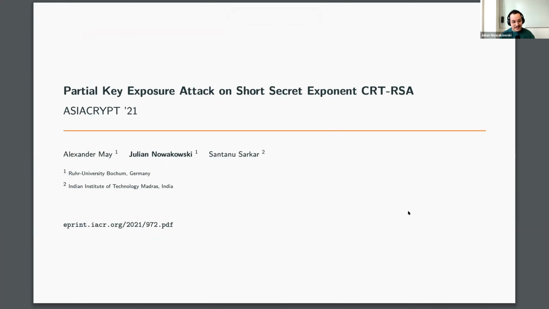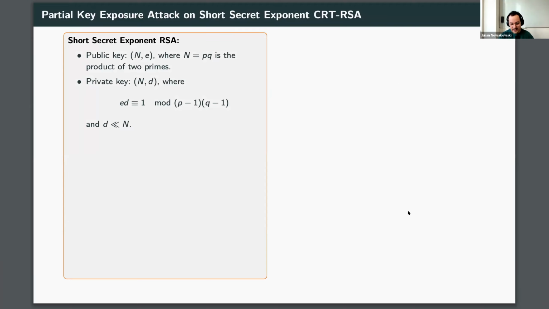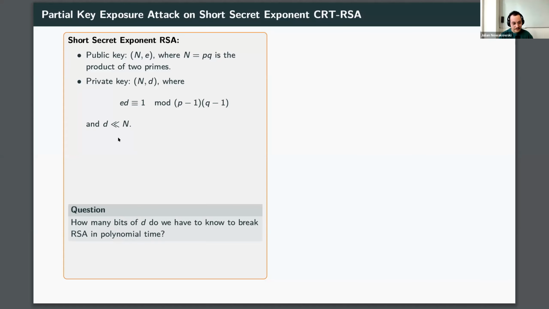Yeah, so thanks for the introduction. This is joint work with Alexander May and Santanu Sarkar. Before we talk about short secret exponent CRT-RSA, I would like to have a few words on short secret exponent RSA. For that, let me quickly fix some notation. As usual, in RSA, we denote the public key by a tuple (N, e), the private key by a tuple (N, d). Now the point with short secret exponent RSA is that d is significantly smaller than N. We want to discuss the following simple question: how many bits of d do we have to know to break RSA in polynomial time?